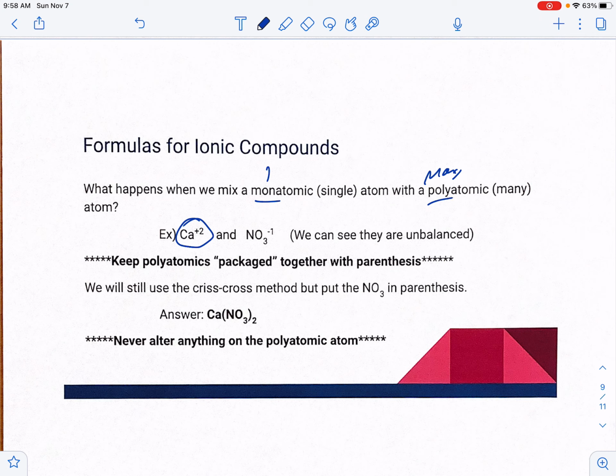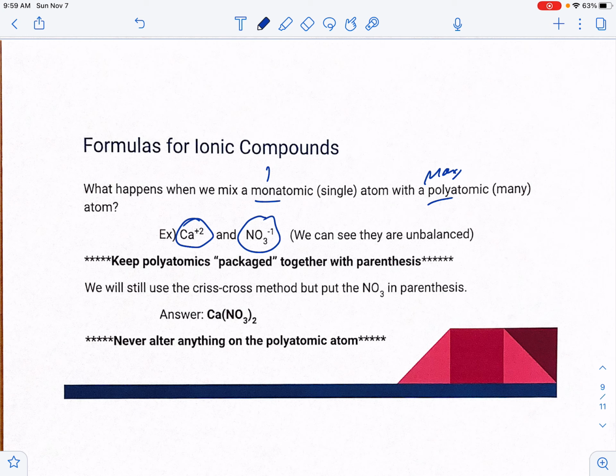Okay, so like NO3, hopefully you can see that there's more than 1 element there. That's what a polyatomic ion is. Okay, and so we can see that there is a +2 charge on the calcium and a -1 charge on the polyatomic, which is nitrate, and we can see that they're unbalanced.